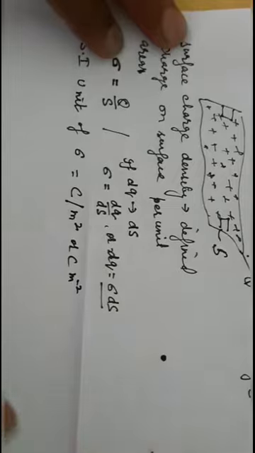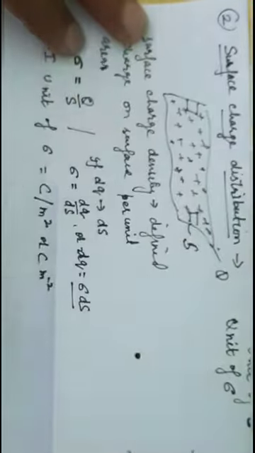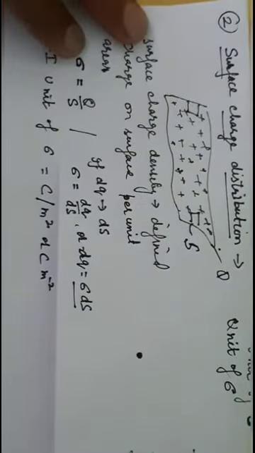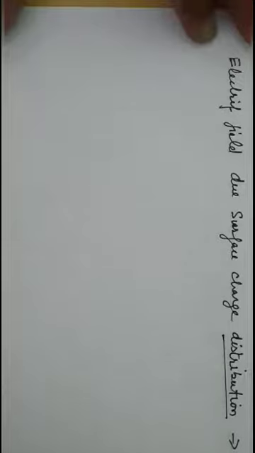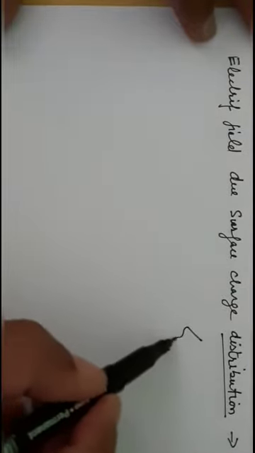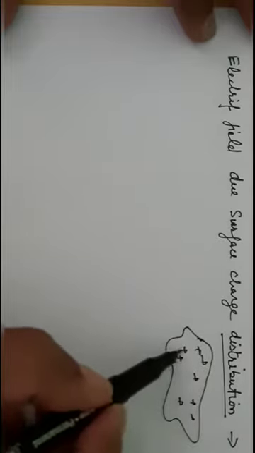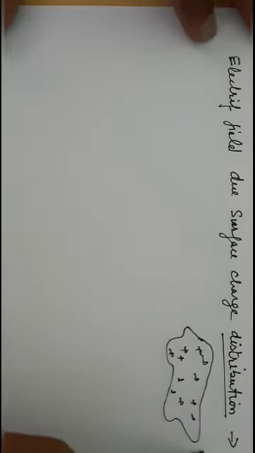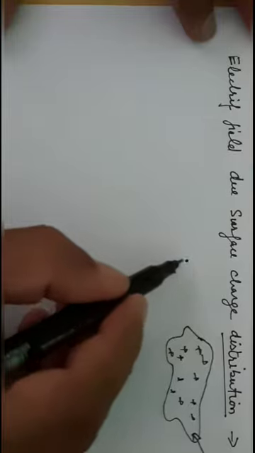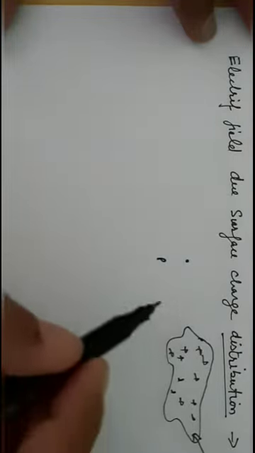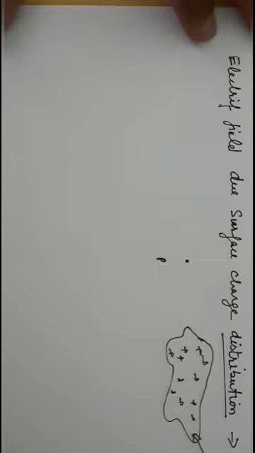Now the next step is how to calculate the electric field due to surface charge distribution. When a charge is distributed over a surface, how do we calculate the electric field? Here again, charge is distributed over any surface. Let Q charge be given to this whole surface, the surface charge density of this region be sigma, and P a point where I want to calculate the electric field because of this region.